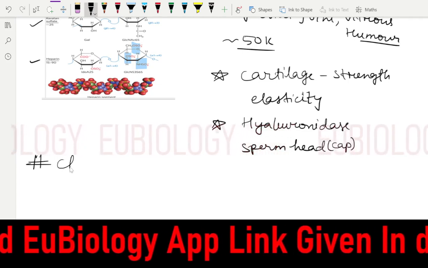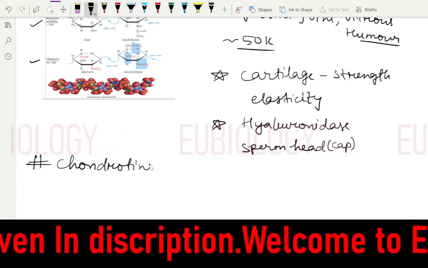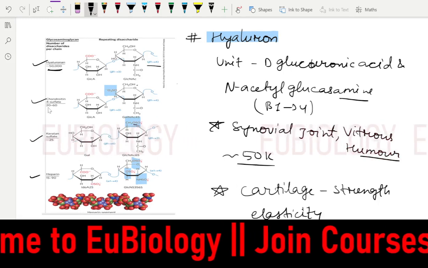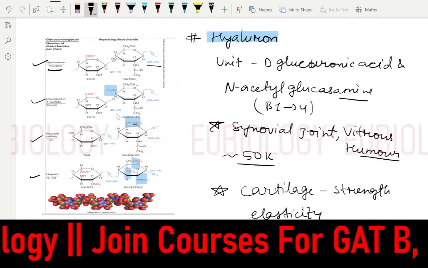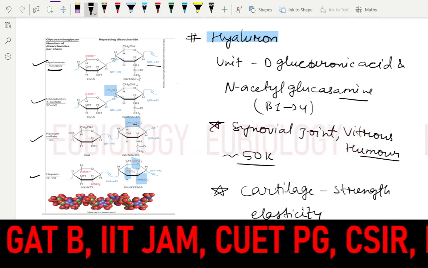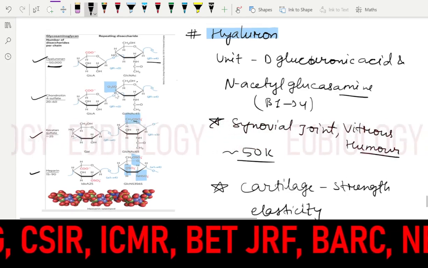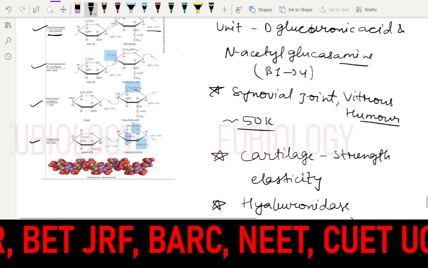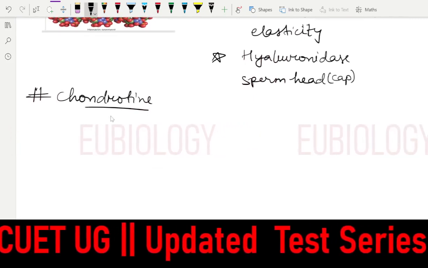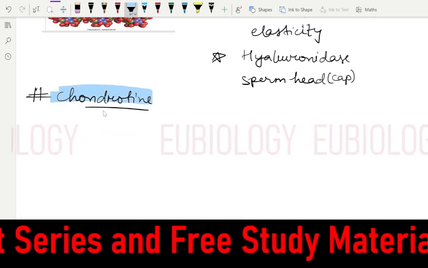Now we are going to see the next, which is called chondroitin. Okay. So chondroitin has beta 1,3 and beta 1,4 glycosidic bonds, same like this. But here you will get one sulfate group. So what is the size? It is around 20 to 60 units. So chondroitin will be found in the cartilage, tendon, ligament and so on.